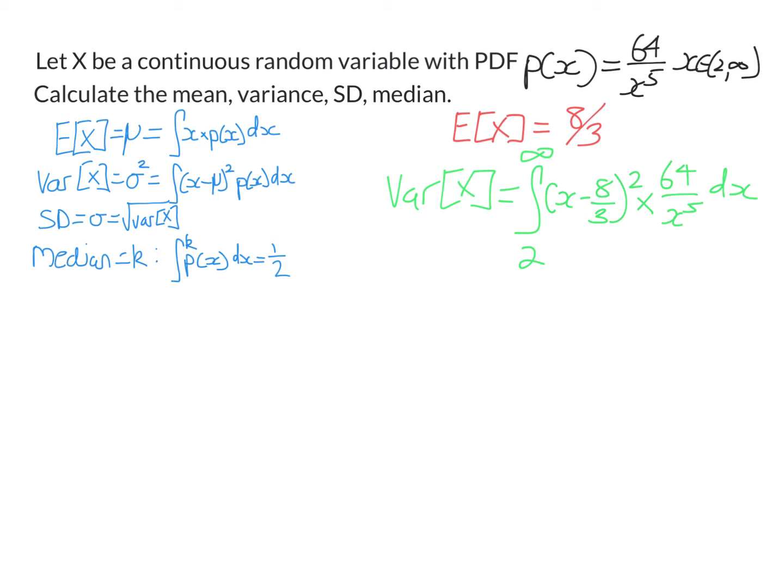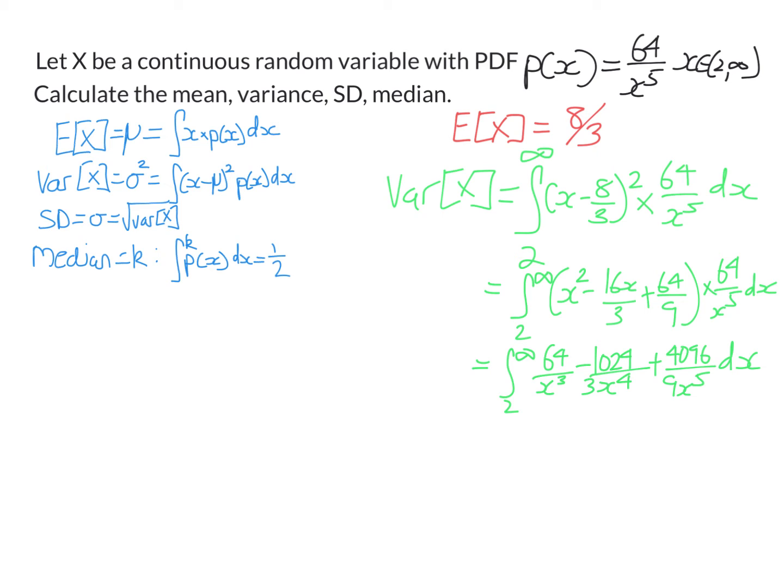In order to simplify this, I'm going to expand these brackets. After expanding these brackets, I'm going to multiply each term in the bracket by 64 over x to the power of 5. Now I'm going to integrate term by term using the rule: increase the power by 1, divide by the new power. Now we're going to substitute in infinity and 2. Remember, when you're dividing a number by infinity, it just equals 0. So if I substitute infinity, here I get 0, here I get 0, here I get 0.